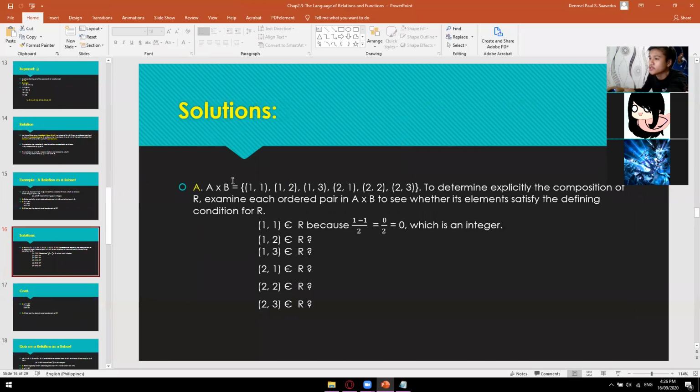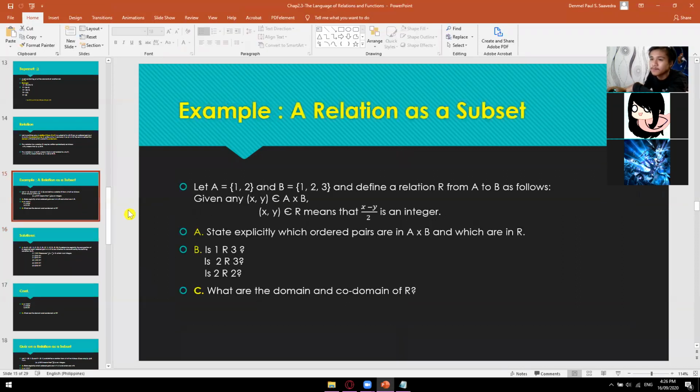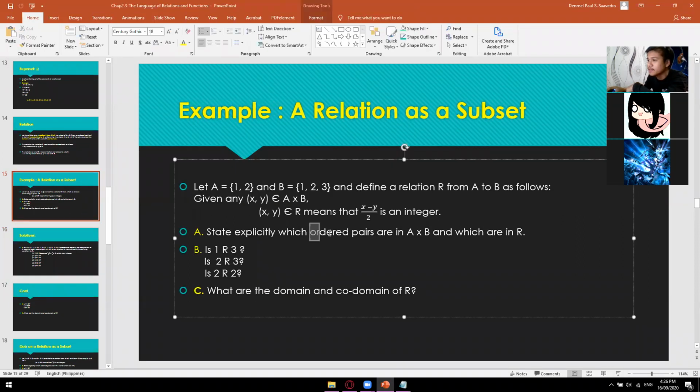So we have a solution in here wherein we've got all the ordered pairs. So just basically, get the ordered pairs, so A times B. So we have 1, 1, 1, 2, 1, 3, 2, 1, 2, 2, and then 2, 3. So where those elements came from? From here. Okay, so we just get the ordered pairs. So here we have the set A multiplied to set B. So 1, 1, 1, 2, 1, 3, 2, 1, 2, 2, and then 2, 3.